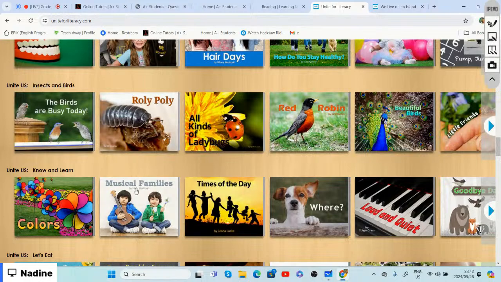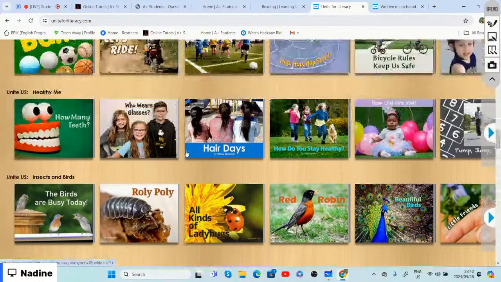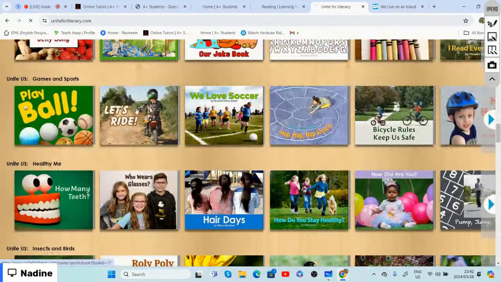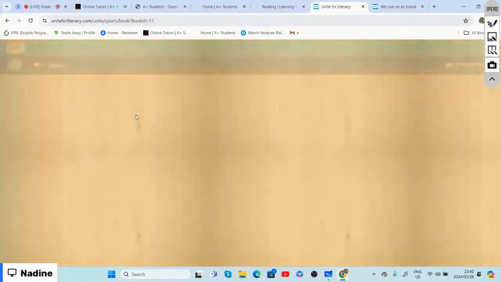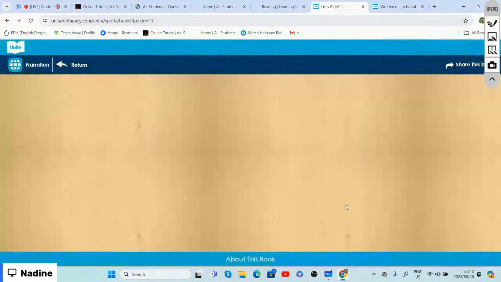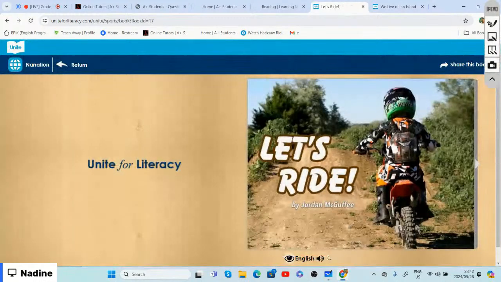All right, let's do time. No, let's go. Let's ride. So we're going to read another story about Let's Ride. Let's Ride by Jordan McGuffey.